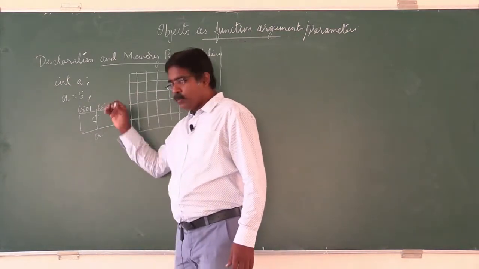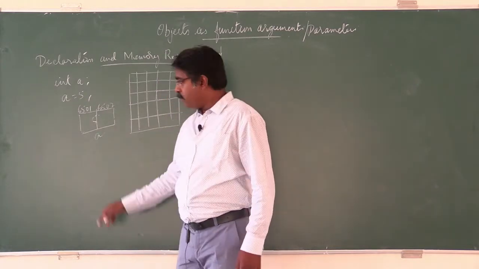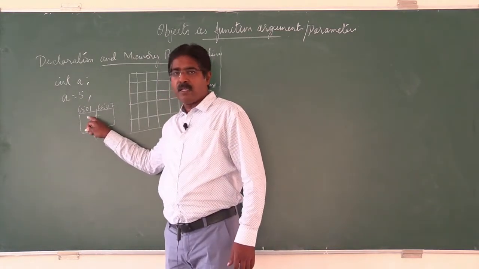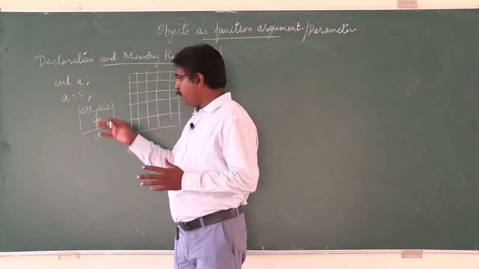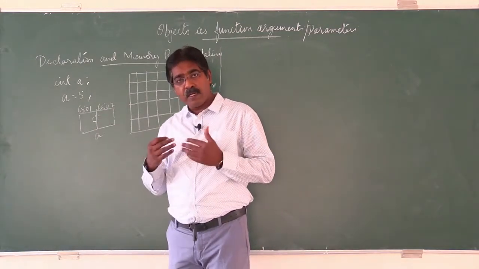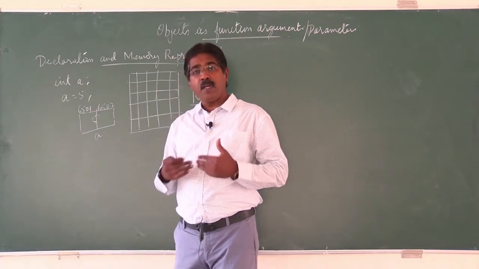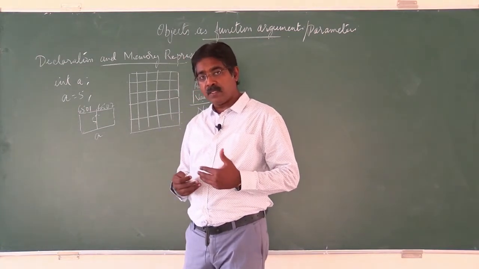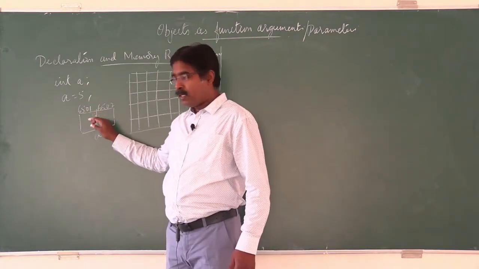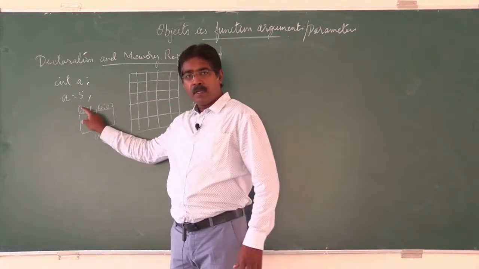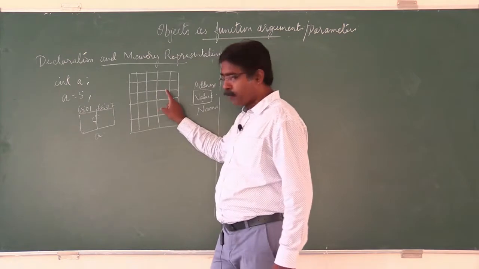Why did I tell you about this? Because we will be using the addressing part in reference. In pass by value, there may not be an address, but in pass by reference and pass by pointers or pass by address, we do have the addressing. Hence, you need to understand the normal declaration and its memory representation.